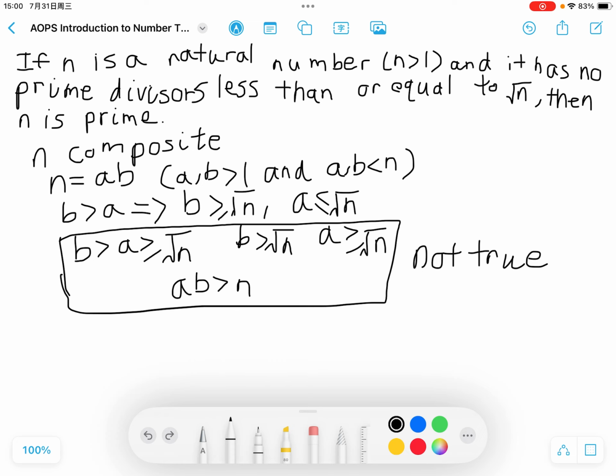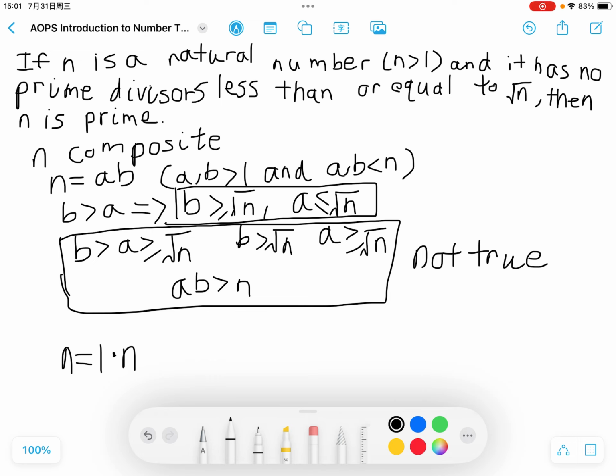So we know that for prime numbers, these conditions aren't going to be satisfied. For prime numbers, we have n is equal to 1 times n. That's our only way of writing n as a multiple of two other natural numbers. So here, if n is a natural number, n larger than 1, and it has no prime divisors less than or equal to root n, then n is prime, because 1 is actually not prime. So 1 is not a prime divisor.